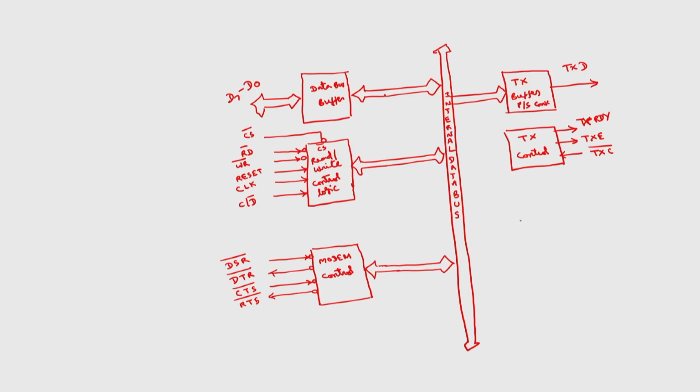Then we have the receiver buffer. Basically, this is a serial to parallel converter. It will receive the data on a signal called RxD, which is the reverse of TXD. The serial data will be received and converted into parallel, and that will be given to the internal bus of this peripheral. Similarly, we have receiver control.